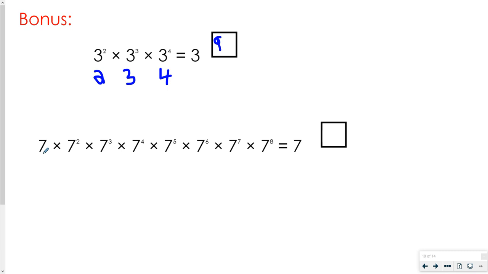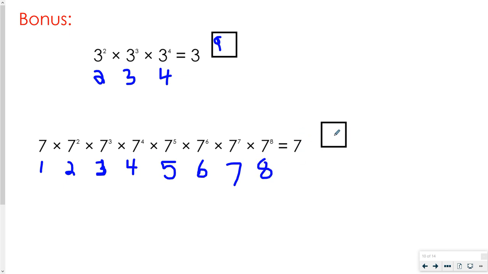Okay, over here, 7 with nothing means there is 1 7, right? 7 squared, 2 sevenths. 7 to the 3rd, 3 sevenths, or 7 cubed, to use our correct terminology. 7 to the 4th would be 4 sevenths. 7 to the 5th, 5 sevenths. 7 to the 6th, 6 sevenths. 7 to the 7th, 7. And 7 to the 8th, 8.